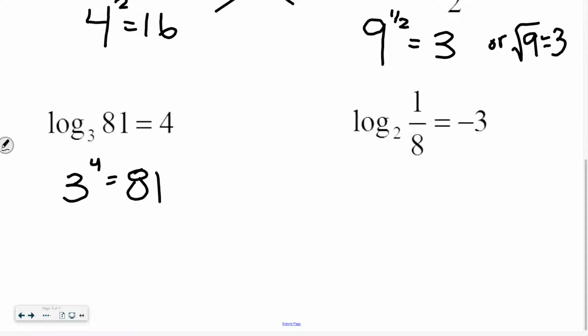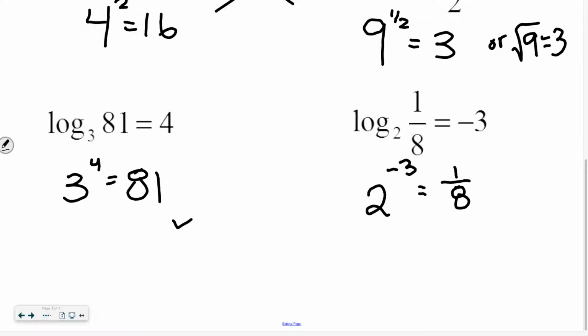First one, 3 to the 4th equals 81. True? Yeah. Next one, 2 to the negative 3 equals 1/8. Does that make sense? Yeah, because what do negative exponents do? They flip things. They might flip a fraction to be not a fraction, or they flip things that aren't fractions and then they look like fractions. Yeah, it makes sense. Remember, negative exponents don't make anything negative, right? That's really helpful to us too.